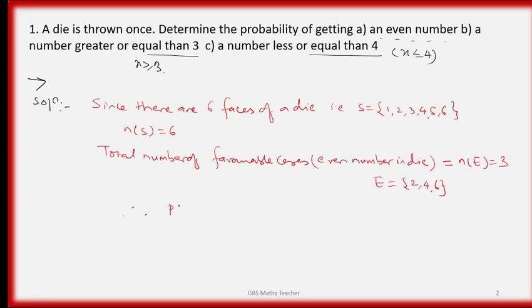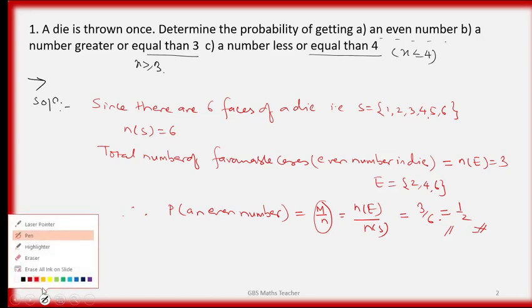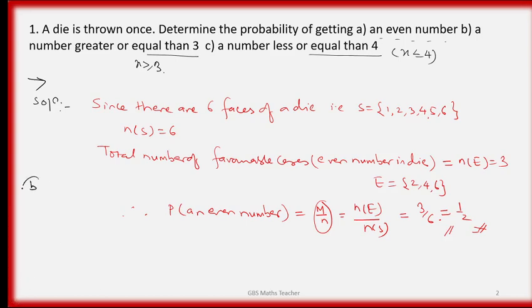Therefore the probability of an even number equals m over n, or we have symbolized here number of E over number of S. If we take this relation, we can apply this. That's why 3 by 6. This is equal to 1 by 2. This is a very simple question that we have studied in junior classes also.